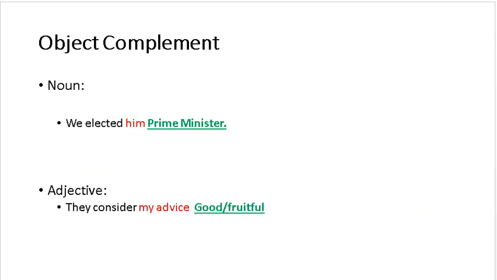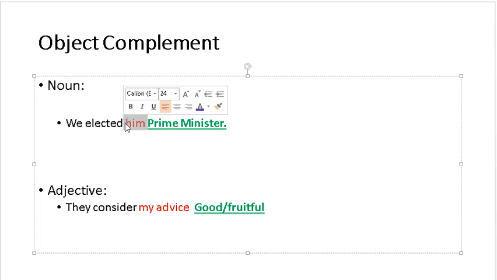Here we can have a look at different examples as well. The first example: we elected him prime minister. Now him is a direct object, whereas if we say only we elected him, it won't be complete.